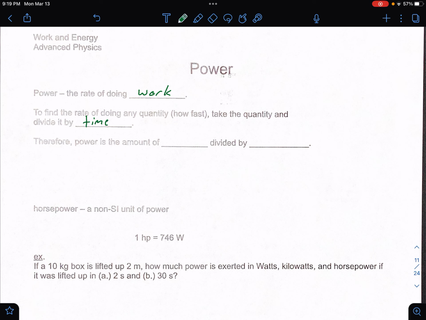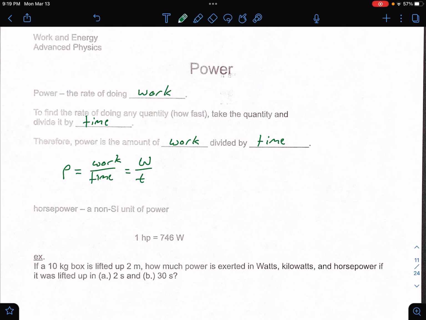Therefore, power is the amount of work divided by time. So the quicker you can do it, the more power you have. Our equation is power equals work over time. We're going to abbreviate that, so W over T.